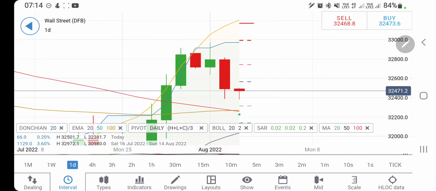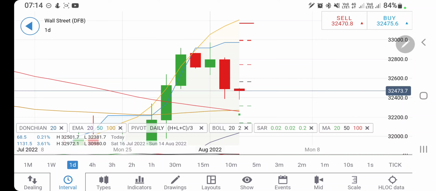Above 32,500, you can initiate a long entry. Expect 32,550, 600. And yes, once it trades above 32,600, next target is directly 32,700 levels. Remember, 32,700 was previously good support. Now it is going to be good resistance. So on the upside, be watchful of 32,700. On the downside, be watchful of 32,400.